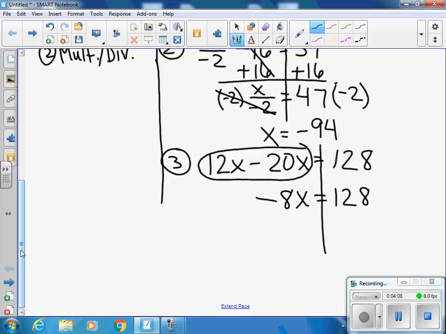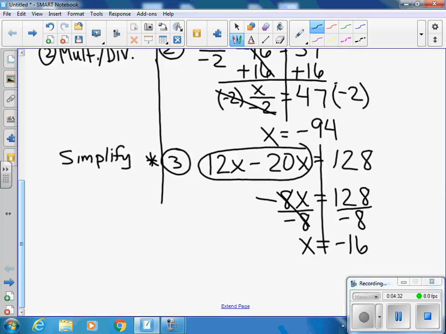So my first operation was to subtract, but it was to subtract the like terms together. Now I'm going to divide by my negative 8 to solve it for x. When you divide 128 by negative 8, you get x equals negative 16. So you do have to watch out for ones like this. I'm going to put a little star beside number 3 and put on the outside that you need to simplify first. And that's what's going to give you your first step.